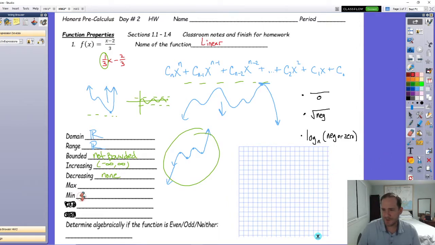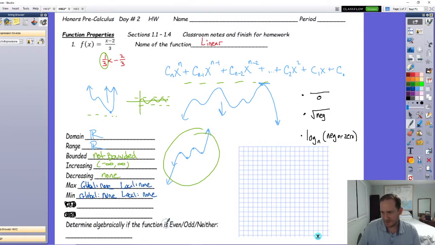Now, max and min, we do want to distinguish between the global / absolute and local / relative. So global, none. Local, none. And it's like that for all of them. This is a very boring function in terms of extrema. Global min, none. Global max or local min, none. We said we're not doing end behavior.